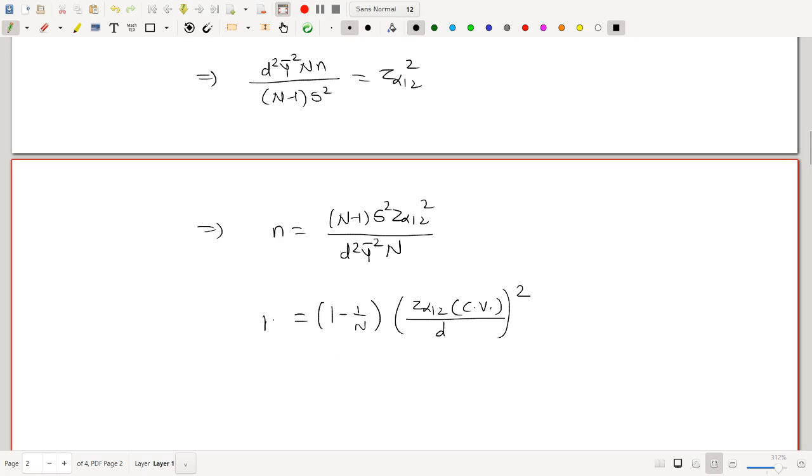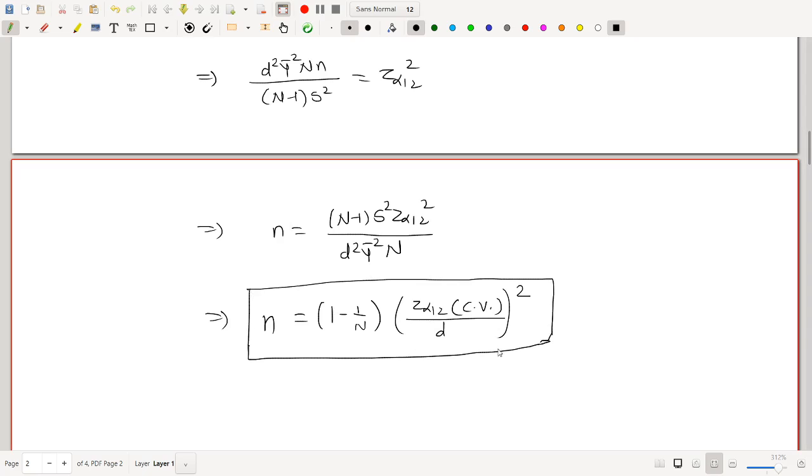So this is the formula for sample size when we want to estimate a population mean under SRSWR for a specified relative error and confidence coefficient. Alright.